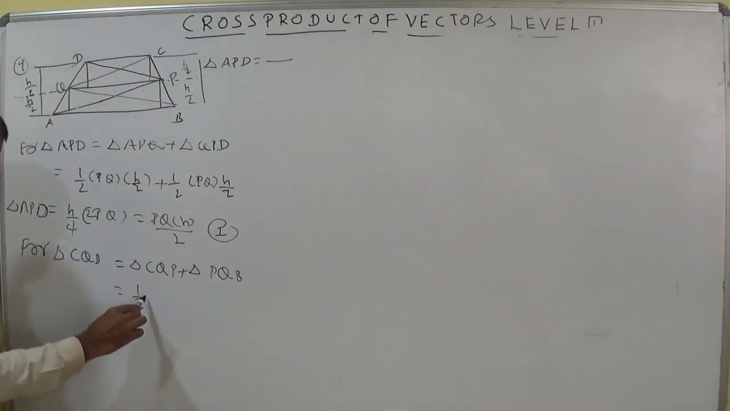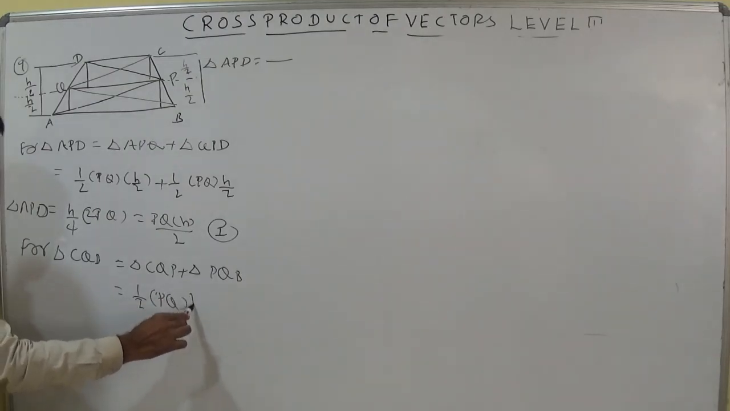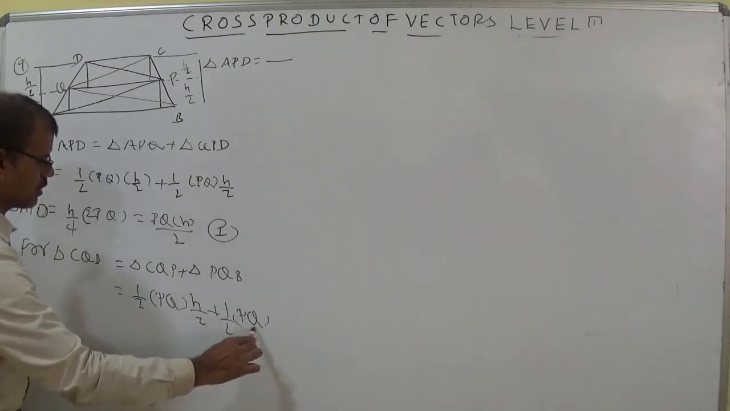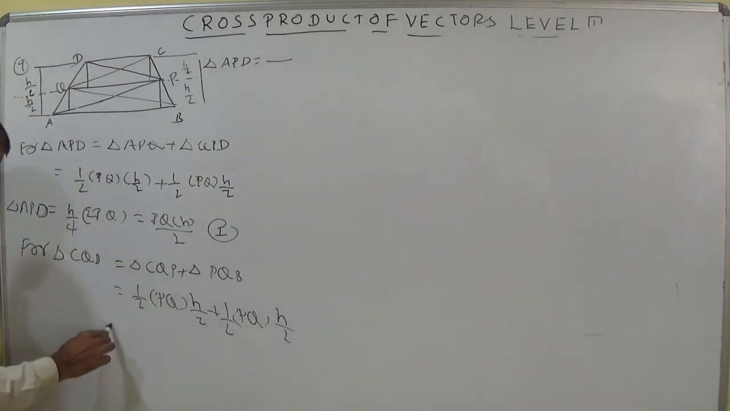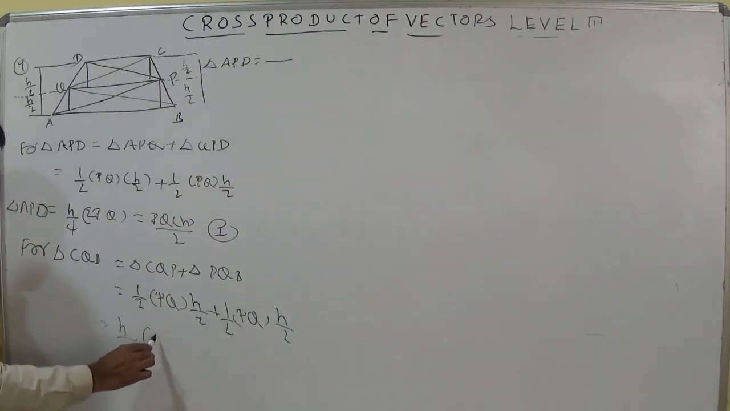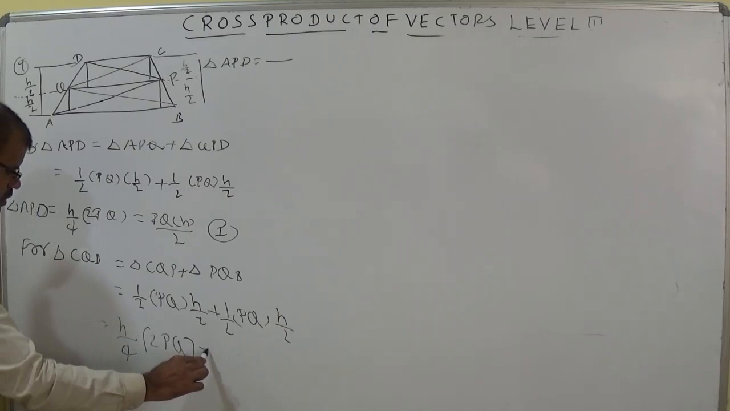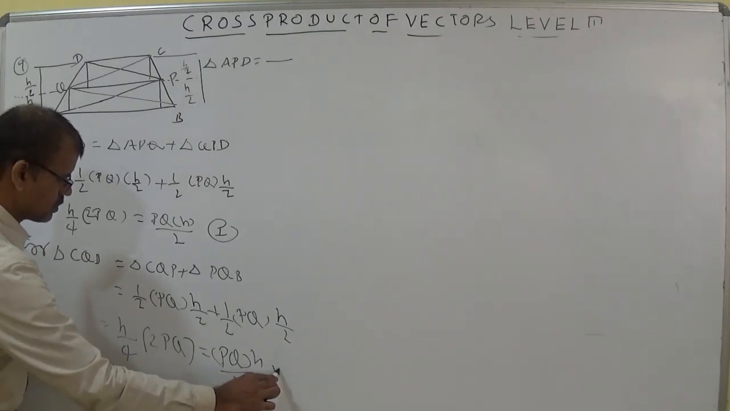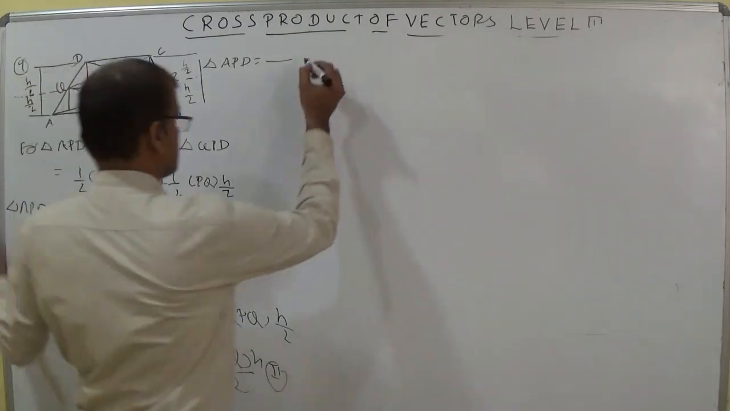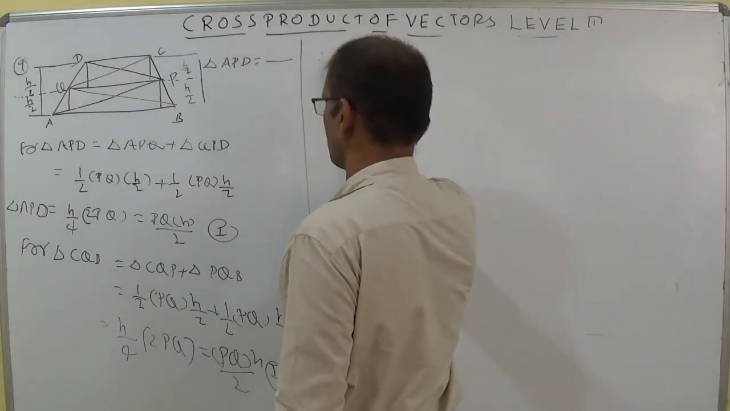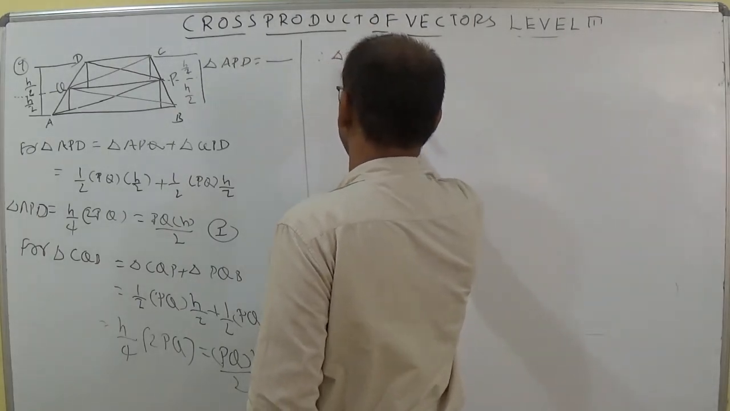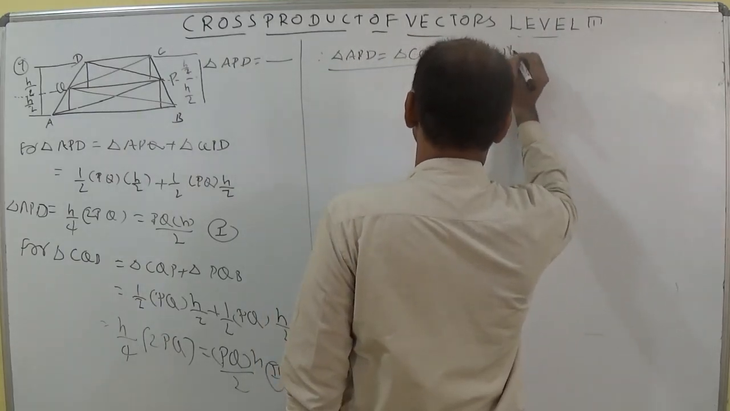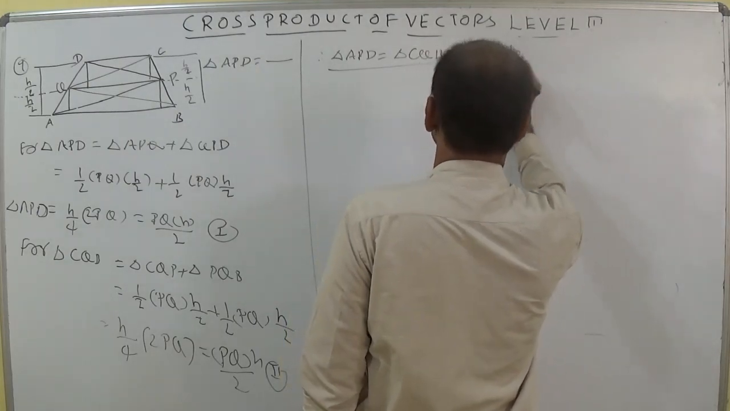So you can say 1 by 2 into PQ into h by 2, plus 1 by 2 into same base PQ and the value h by 2. Take h by 4 common, PQ plus PQ becomes 2PQ, that is equal to PQ into h by 2. Let it be Roman number 2. Therefore area of delta APD is equal to delta CQB. Therefore we can say we verified the third option.